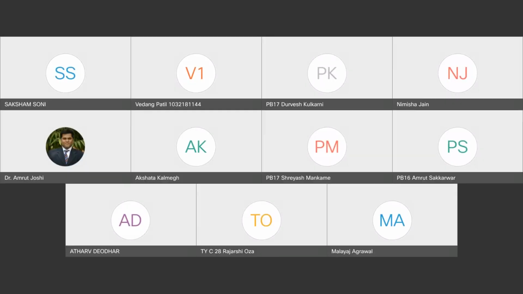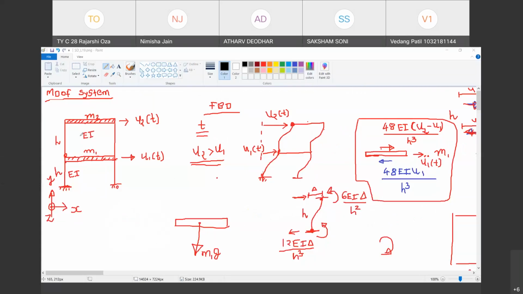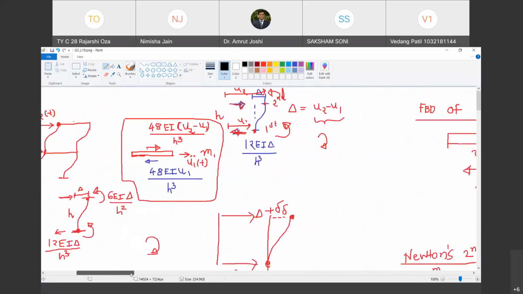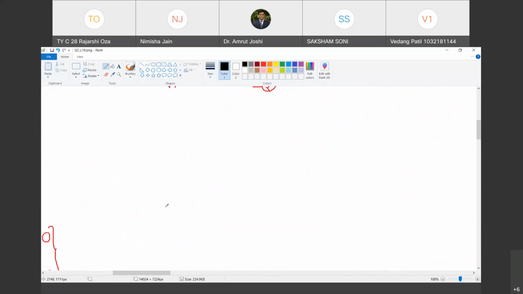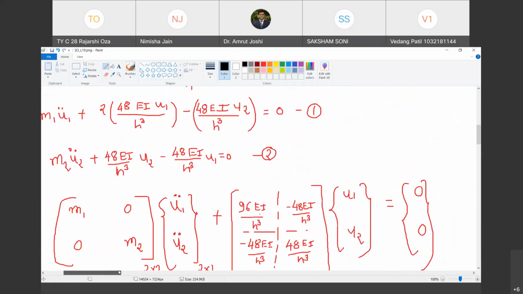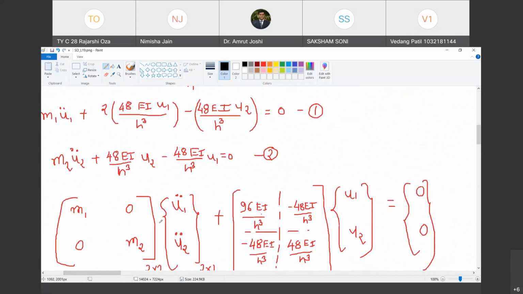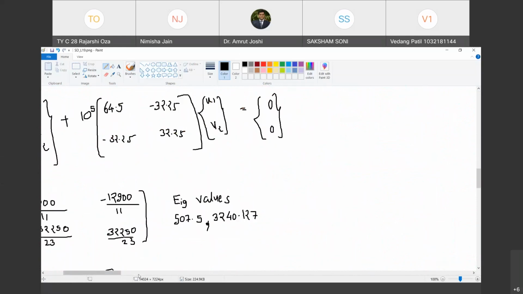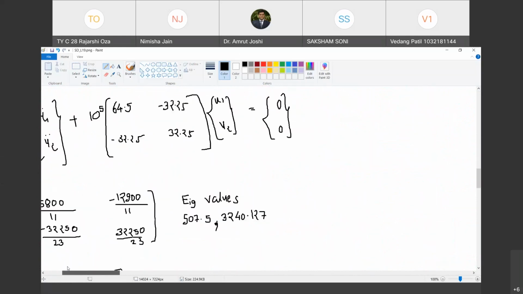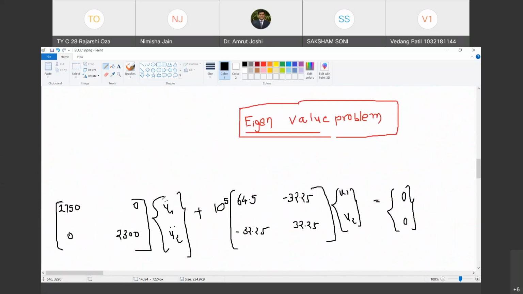We started with this problem where you had a two-story single bay frame, idealized as a multi-degree of freedom system, to be precise, a 2 degree of freedom system. Then we applied Newton's second law and came up with this equation. This is the final equation of motion that we need to solve. Are you with me? Yes, sir.